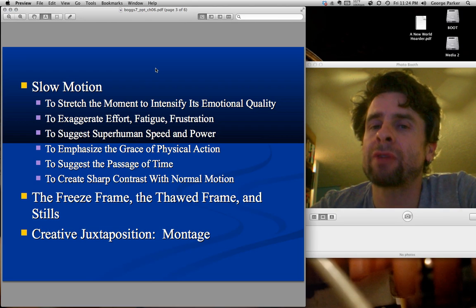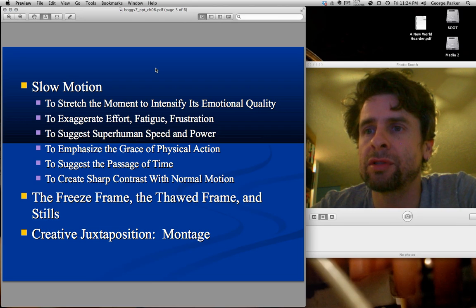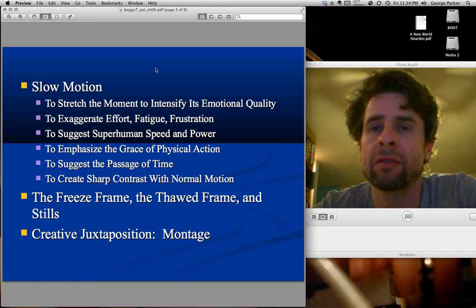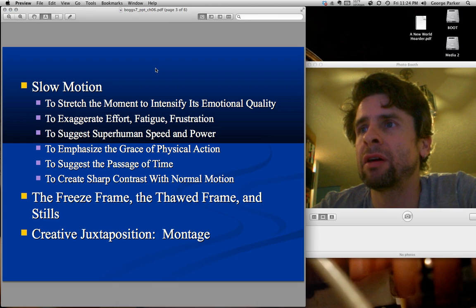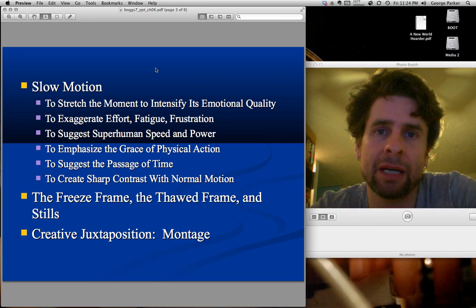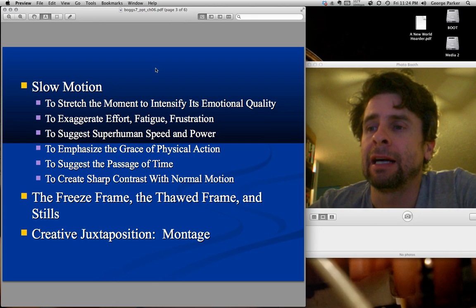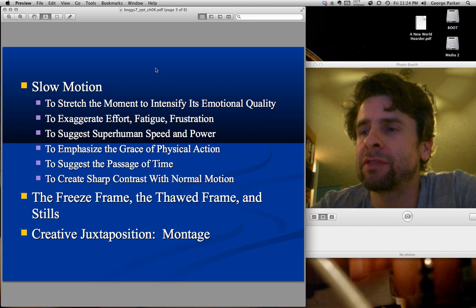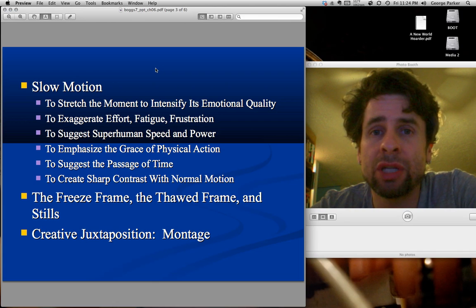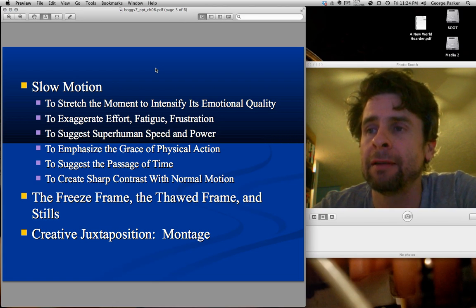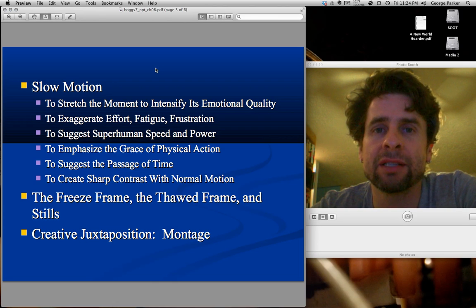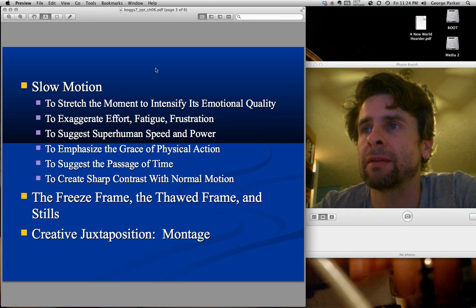There's lots of little strategies that an editor can use to accentuate and command our attention and direct our attention to things that are important. The freeze frame, thawed frame, and stills. Movies like Election, that's the one that comes to mind when I think of the freeze frame, is often trying to achieve the same thing. It's just another tool in the editor's toolbox to figure out how to direct the audience's attention and get them focused on something.